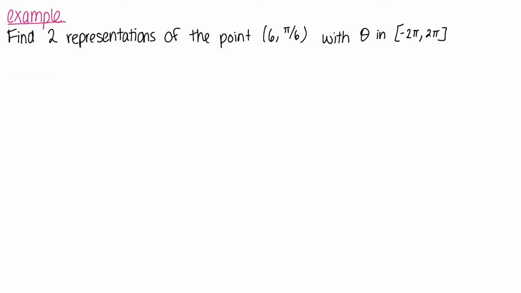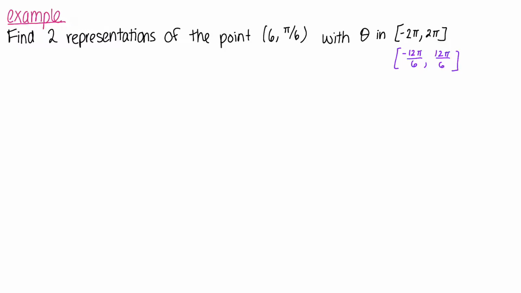Find 2 representations of the point 6 comma pi over 6 with theta between negative 2 pi and 2 pi. So I'm going to write the equivalent with denominators of 6. So negative 12 pi over 6 comma 12 pi over 6, so that we make sure we don't exceed those bounds.